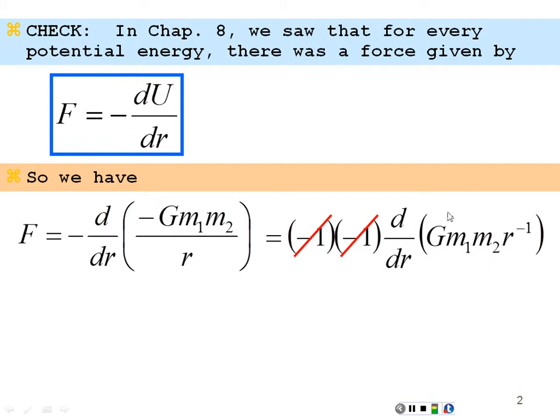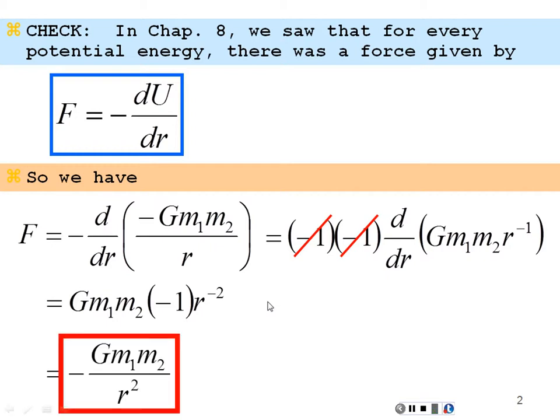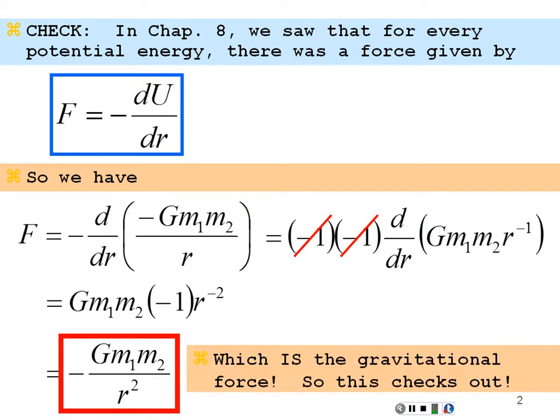These first 3, G, mass 1, and mass 2, are constants. Take those out of the derivative, and then we decrement the exponent of r to the negative 1 to get negative 1 times r to the negative 2. This is simply negative G, mass 1, mass 2 over r squared, which you recognize as the gravitational force. So the negative derivative of the potential energy function gives you the gravitational force. It is negative because it's attractive.